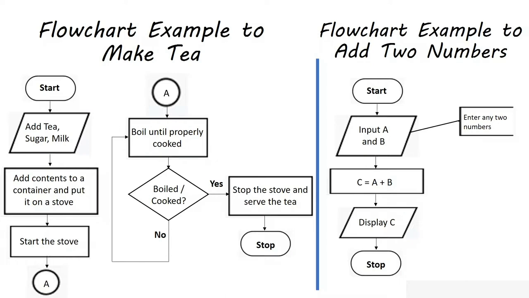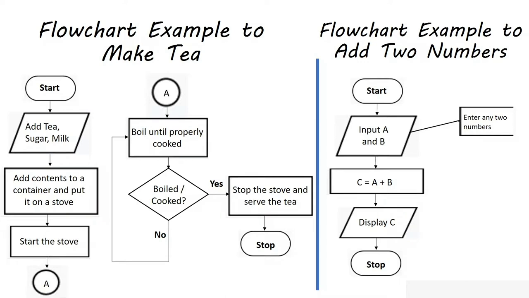Once it is done, the path followed will be the one which is yes, and then another process to be done, that is stop the stove and serve the tea. And then we need to indicate that the process has stopped by using another terminal symbol with the label stop. So this is how you create a simple flowchart for showing the process of making tea.